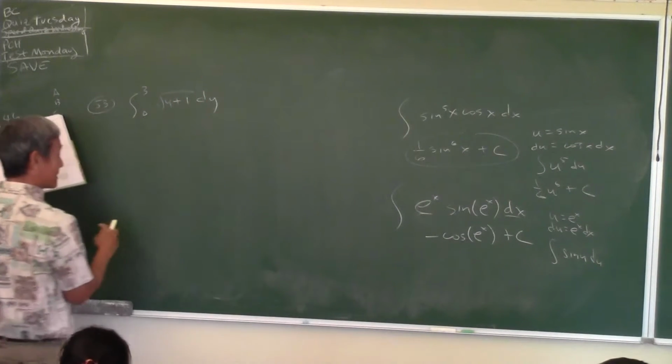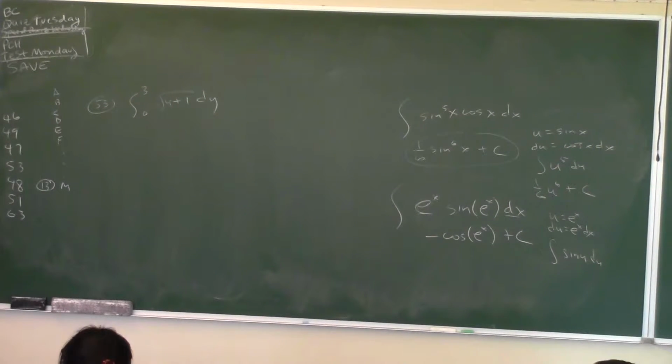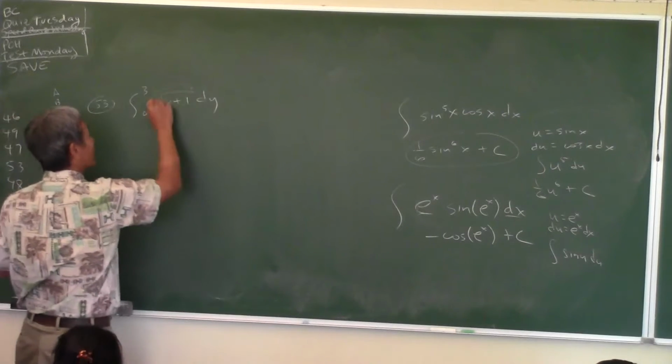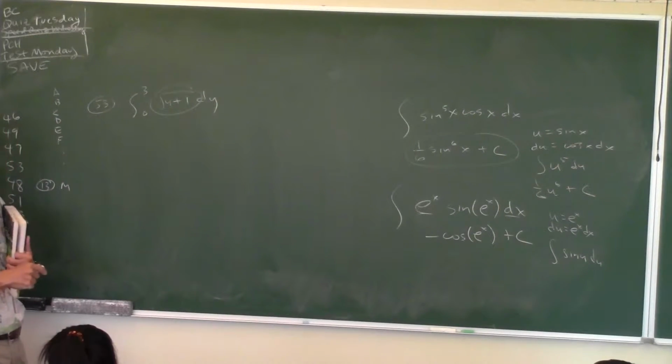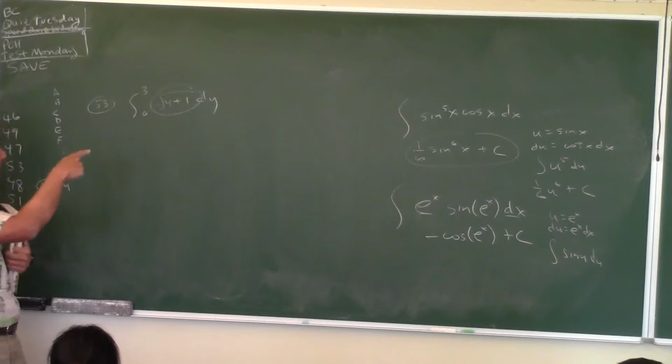Like I told you last time, if you don't need to do a u substitution, don't do it. Like in this problem, do I need to make a u substitution? You look at that, you can write down the antiderivative. Let me call on somebody here. You, the antiderivative of that.